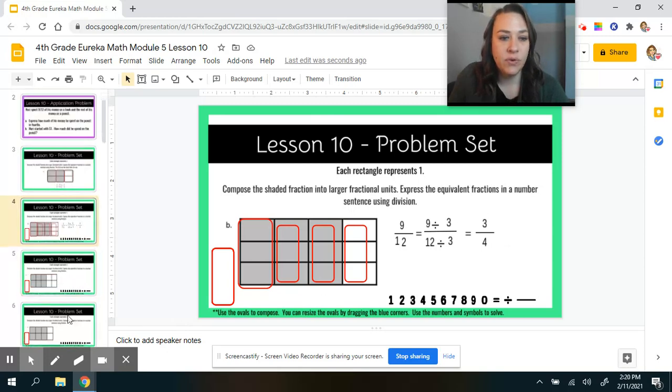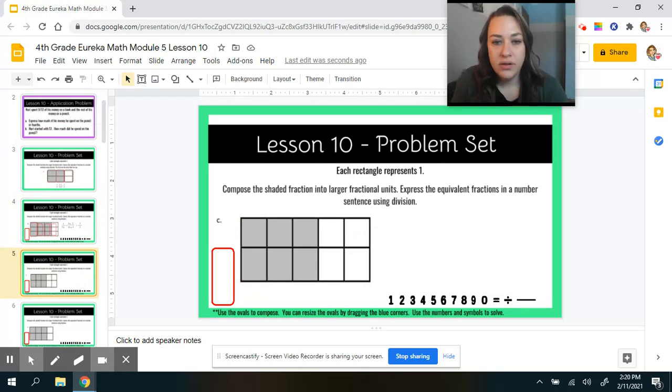All right, let's do some more. All right, so let's see, what are we starting with? We are starting with 2, 4, 6, 8, 10. We have 6/10. It's our starting fraction. 6/10.